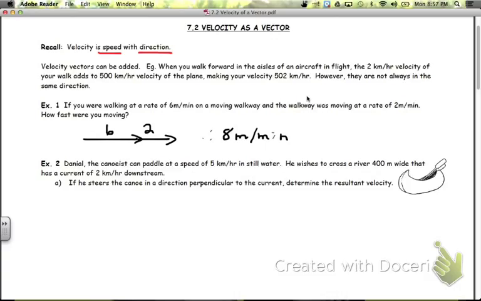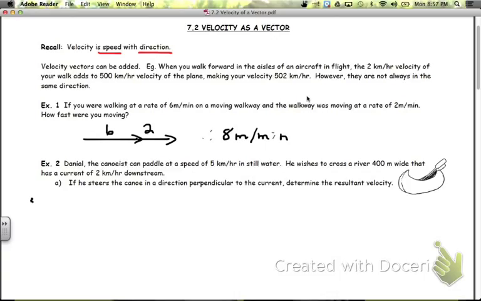Now let's look at example 2. Daniel, the canoeist, can paddle at a speed of 5 kilometers per hour in still water. He wishes to cross a river 400 meters wide that has a current of 2 kilometers per hour downstream. Part A, if he steers the canoe in the direction perpendicular to the current, determine the resultant vector.